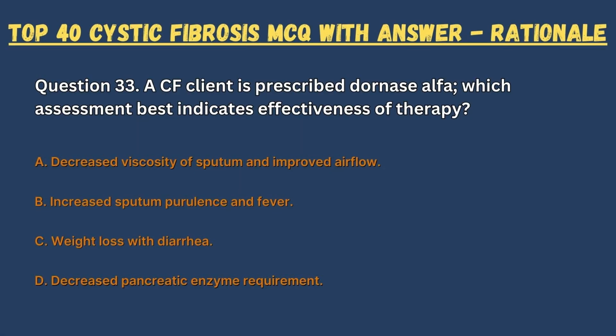Question 33. A CF client is prescribed Dornase alpha. Which assessment best indicates effectiveness of therapy? A. Decreased viscosity of sputum and improved airflow. B. Increased sputum purulence and fever. C. Weight loss with diarrhea. D. Decreased pancreatic enzyme requirement.